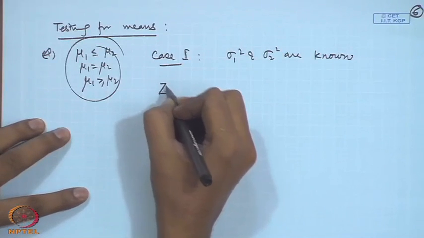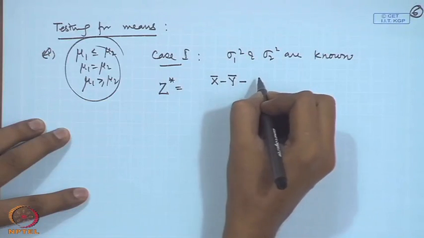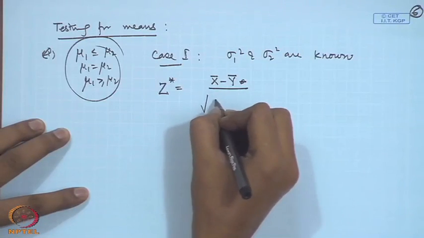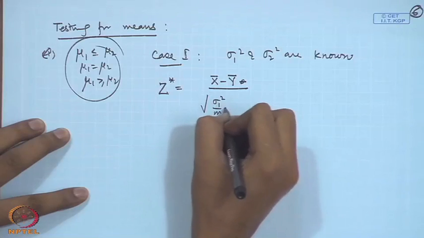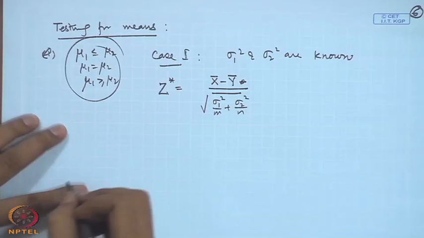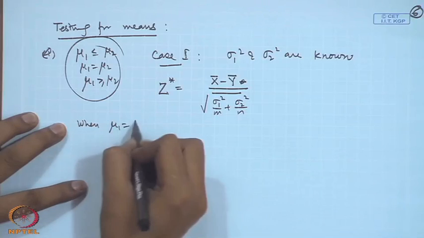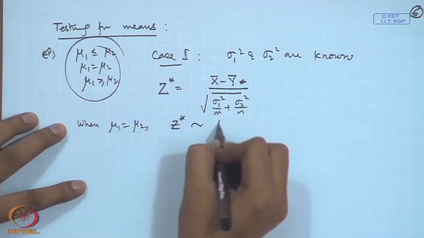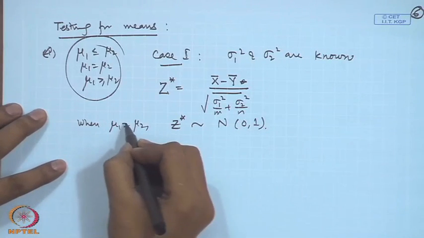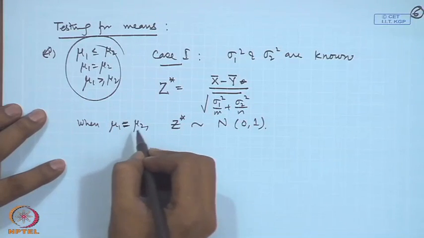Let me call it z star, that is equal to x bar minus y bar minus (mu 1 minus mu 2) divided by square root of sigma 1 square by m plus sigma 2 square by n. Now, when mu 1 is equal to mu 2, then z star follows normal 0 1. So, we utilize this actually. In fact, it can be shown that the maximum of the probability of type 1 error will be achieved when mu 1 is equal to mu 2.